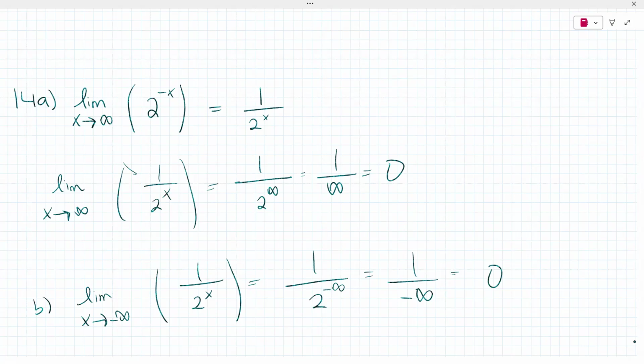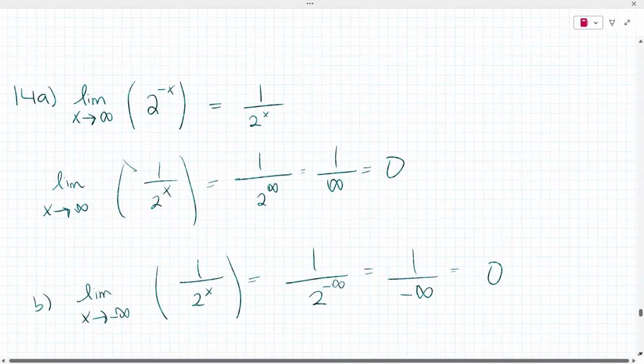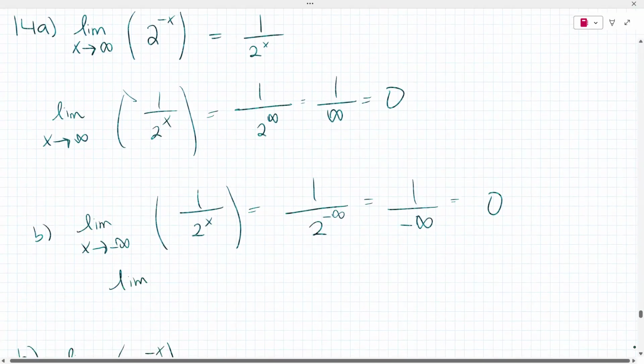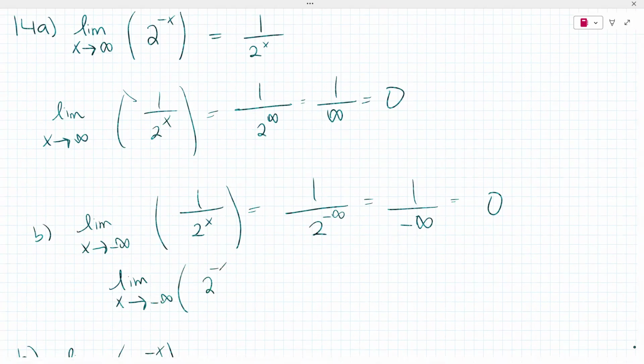No, the correct answer should be infinity. So what I'm going to do is I'll put it back to your original equation, 2 to the negative x. So you can say, let me rewrite, limit as x approaches negative infinity of 2 to the negative x, and then replace x with negative infinity. So it's 2 to the negative negative infinity. Two negatives become a positive infinity. 2 raised to infinity is just infinity. The correct answer is infinity, not 0.